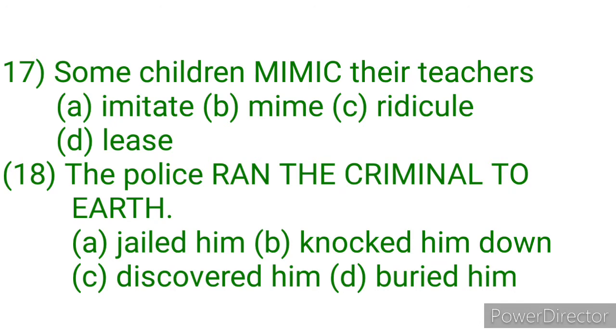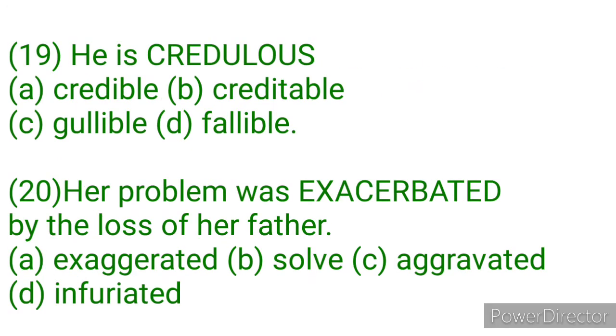Now option A, jailed him, is not the correct answer. B, knocked him down is not the correct answer as well. C, discovered him. This is the correct answer, as you already know. And D, buried him isn't the correct answer. Now let's move on to Question 19. He is credulous.